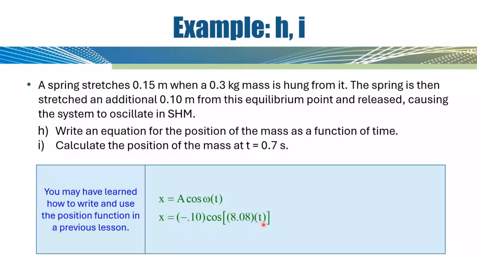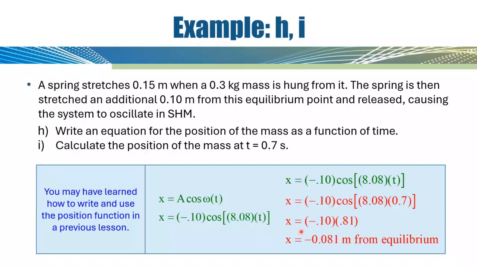Letter I says calculate the position of the mass at a time of 0.7 seconds. So now we're going to plug in 0.7 seconds. So cosine of that quantity multiplied then by our negative amplitude. And remember, the calculator has to be in radians, and we get a position of -0.081 meters from equilibrium.